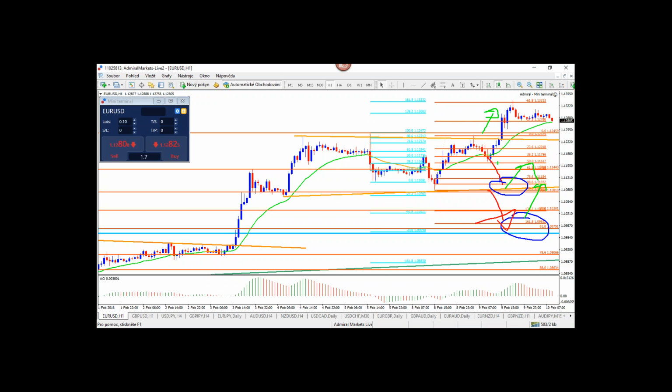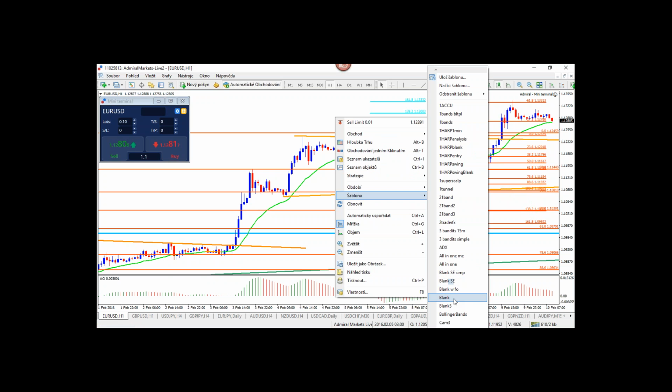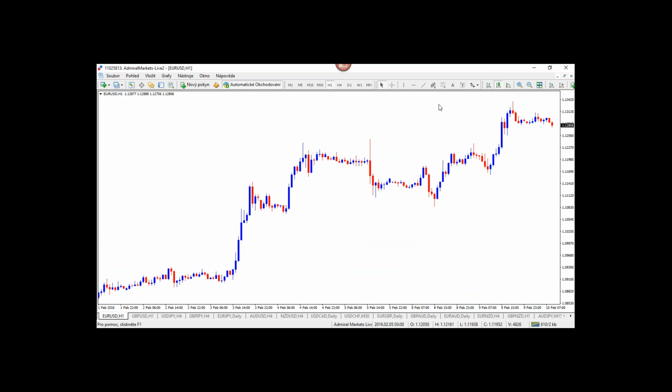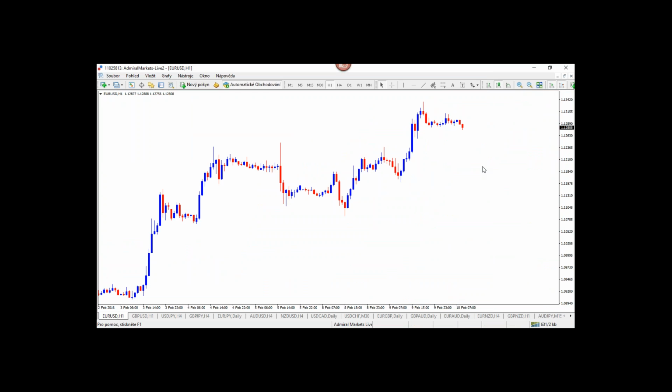All right, so let's clean it up a bit, and let me use a blank chart now. Just totally nothing here. And we can see that price is now kind of making a bit of a correction, right? Let's talk a bit about patterns.